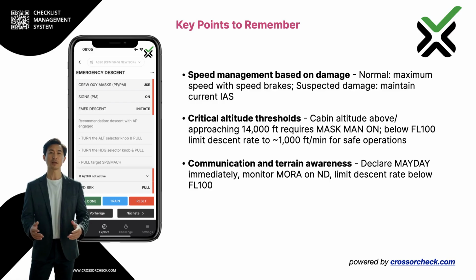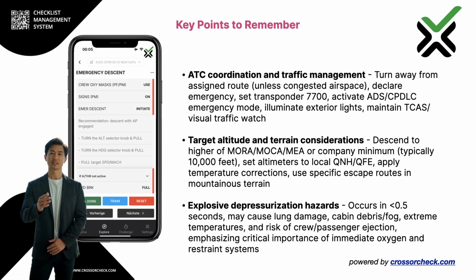Communication and terrain awareness. Declare Mayday immediately. Monitor MORA on ND. Limit descent rate below flight level 100. ATC coordination and traffic management. Turn away from assigned route unless congested airspace. Declare emergency. Set transponder 7700. Activate ADS CPDLC emergency mode. Illuminate exterior lights. Maintain TCAS and visual traffic watch.